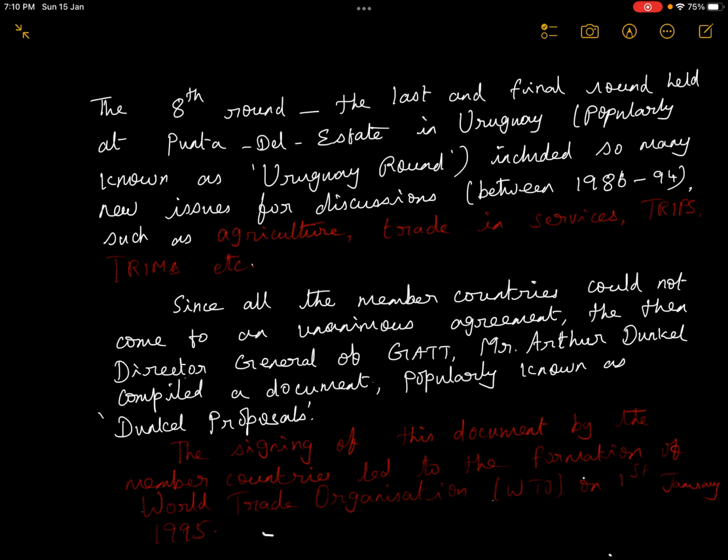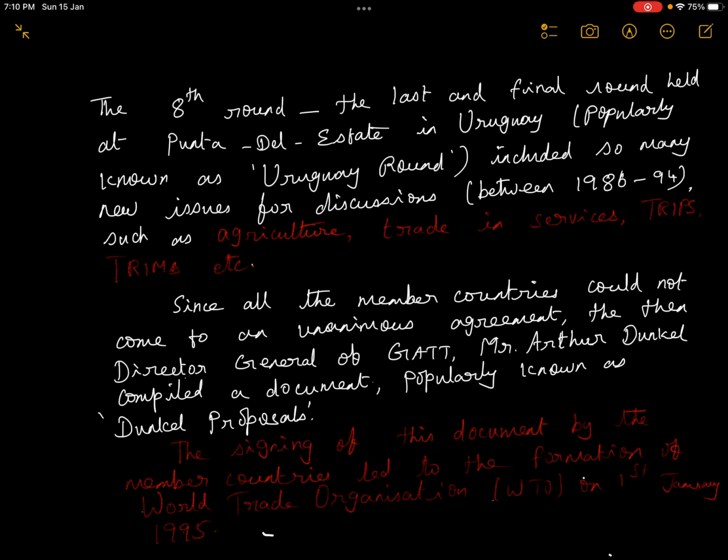Since so many issues were taken into consideration, all the member countries could not come to a final conclusion. Actually, the Uruguay round was happening between 1986 and 1994. Originally, it was supposed to be concluded within 4 years. But since the member countries could not come to a unanimous agreement, the Uruguay round extended to more than 8 years, between 1986 and 1994.